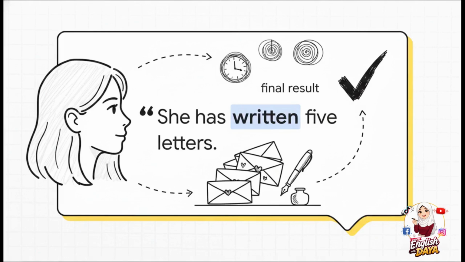This brilliantly illustrates the present perfect simple. Why? Because it puts all the emphasis on the final result. We don't care exactly when she wrote them. We care that right now, in the present, there are 5 physical letters sitting right there on our desk.